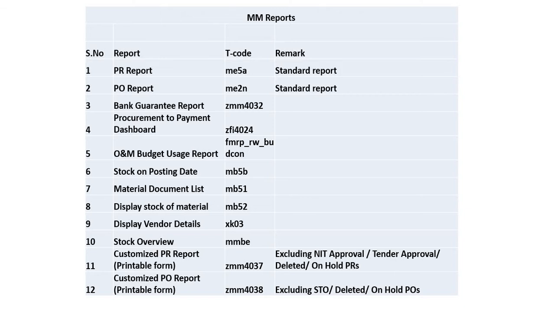Next is material document list, MB51. Display stock of material, MB52. Display vendor details, XK03. Stock overview, MMBE.